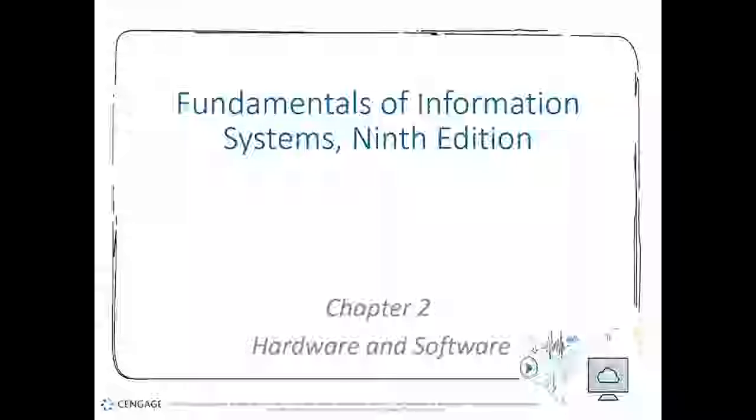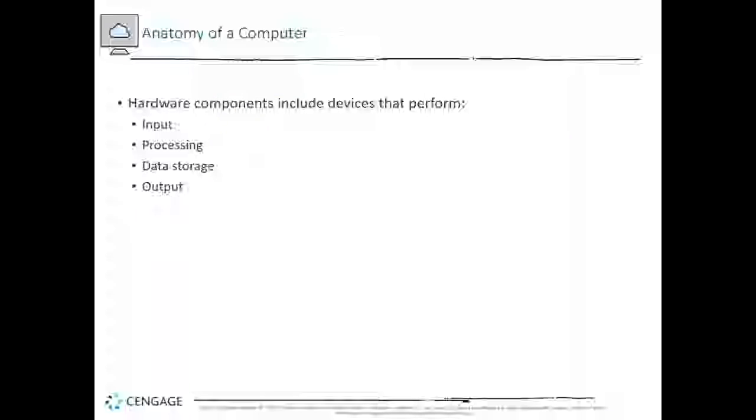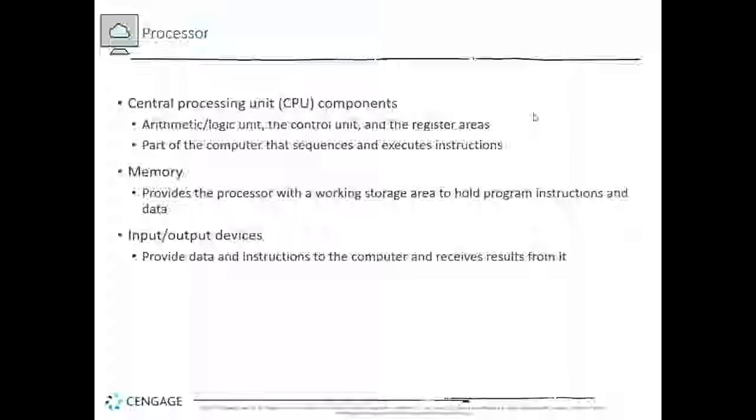Fundamentals of Information Systems, 9th Edition, Chapter 2, Hardware and Software. Anatomy of a computer. Hardware components include devices that perform input, processing, data storage, and output.